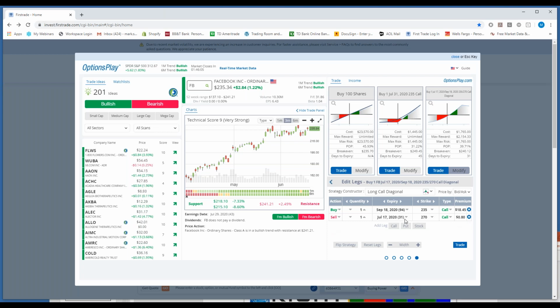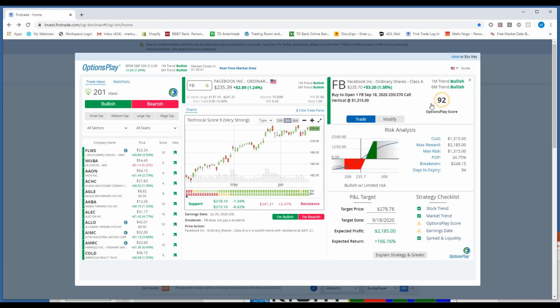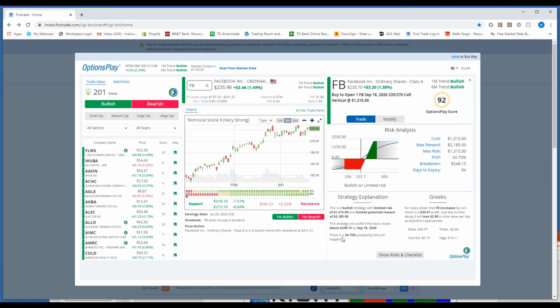So this is, I don't even want to look at the metrics of a calendar. Let's just stay with the vertical, and let's take the September 18th here, and look at the trade. The score is now 92. And if we look at the Greeks, we have about the same, 34% probability. Look at what happened to theta. Now we only lose $289.